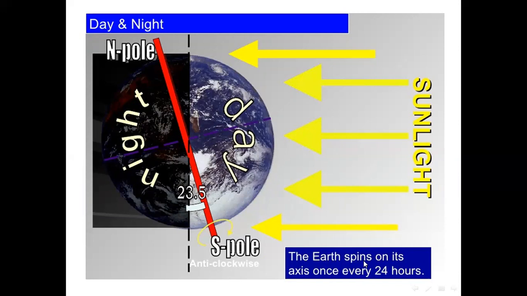See here, the earth spins on its axis once every 24 hours. When this part of the earth faces the sun, this is the sunlight, here is the day, and this part is away from the sun, so that's why here is the night. And our earth spins from North Pole to South Pole at 23.5 degrees. You must remember, the tilt of the earth is 23.5 degrees. Again, here you see this part faces the sunlight, here is the day, and this part is away from the sunlight, so here is the night.